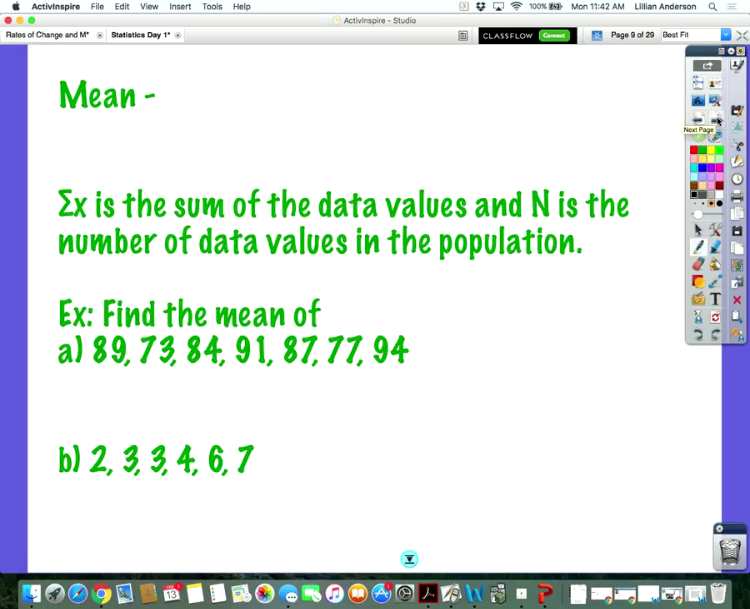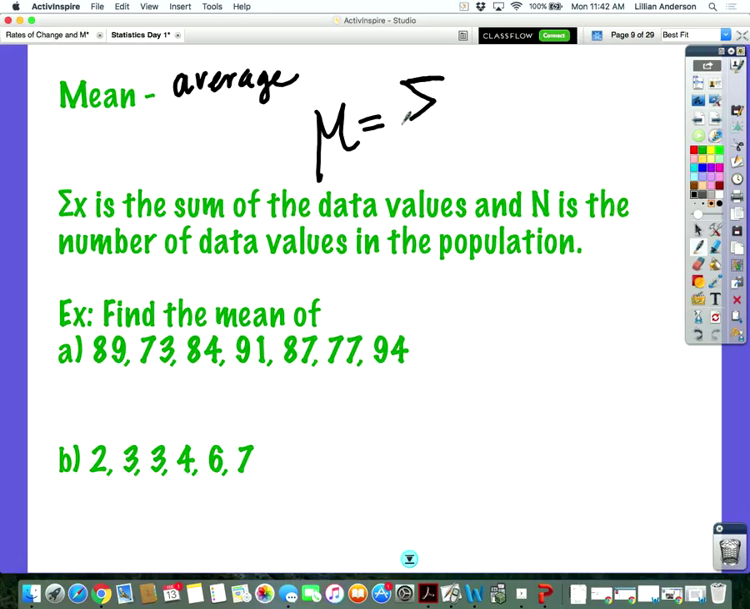Mean. How do you find the mean? The average. How do you find it? Add them all up and divide by the number. Yes. Mean is represented by this symbol, lowercase mu. You've seen it before when we were doing normal distribution curves.